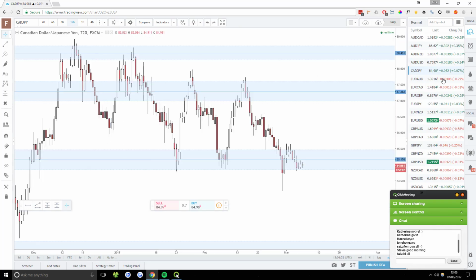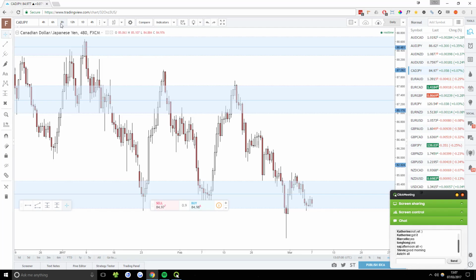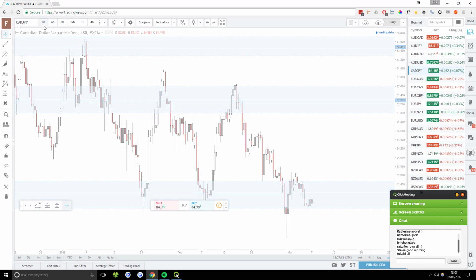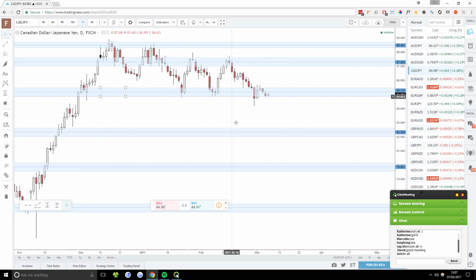I think CAD CHF, there was a potential trade there last week that someone in Forex Mastermind was asking me about. I think that's why I have it open, but I generally don't trade that pair, so I'm not going to bother doing analysis on it. Unless you guys want me to, then obviously I will.